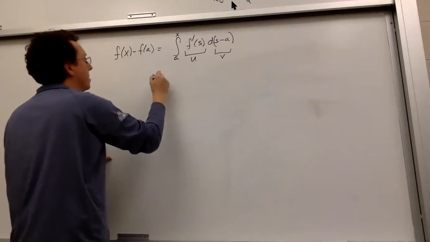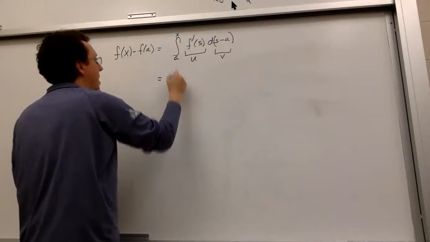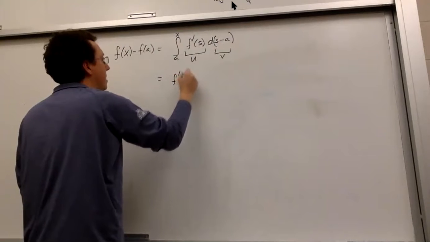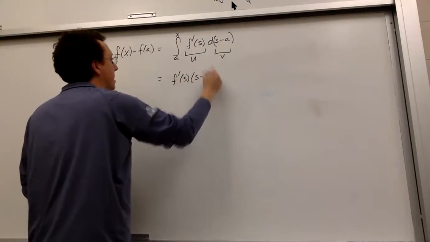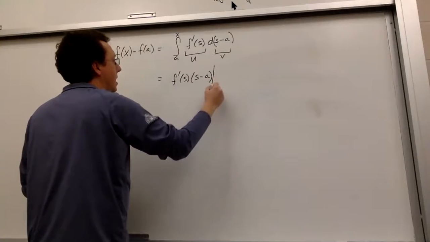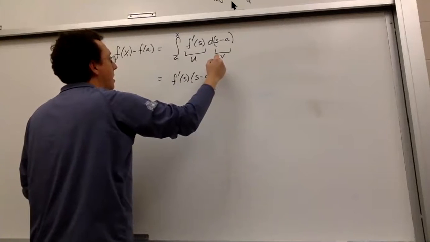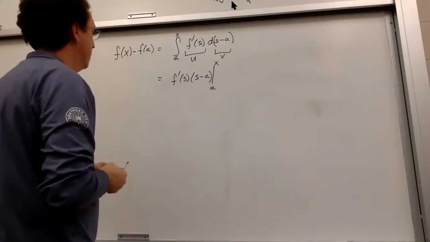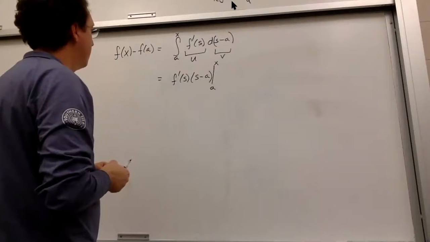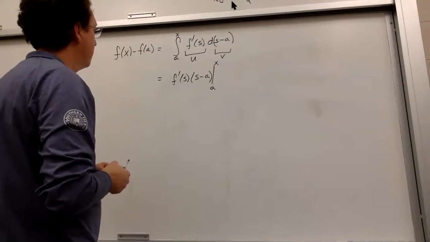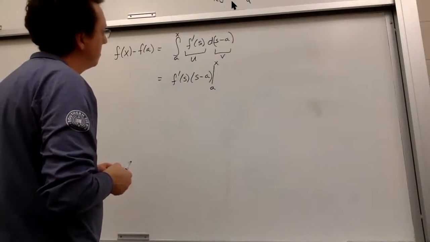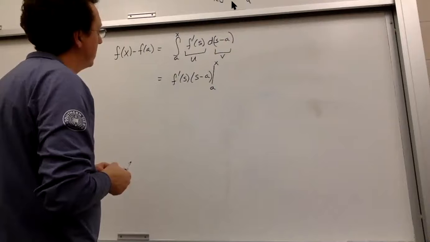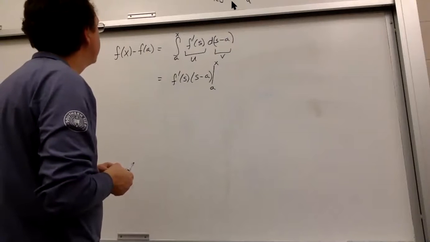So I integrate by parts, and this is going to be f prime of s times s minus a evaluated between a and x. I think I might have fouled it up. Did I mess things up?